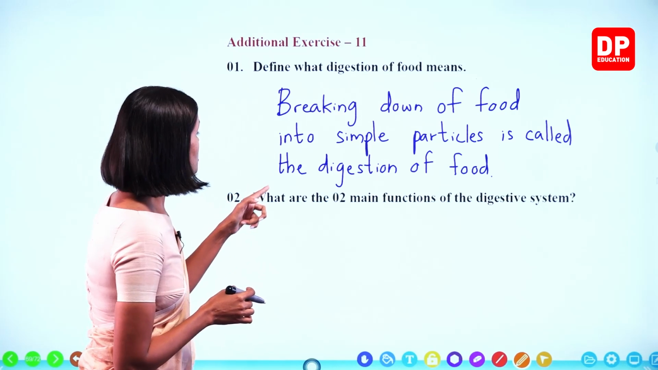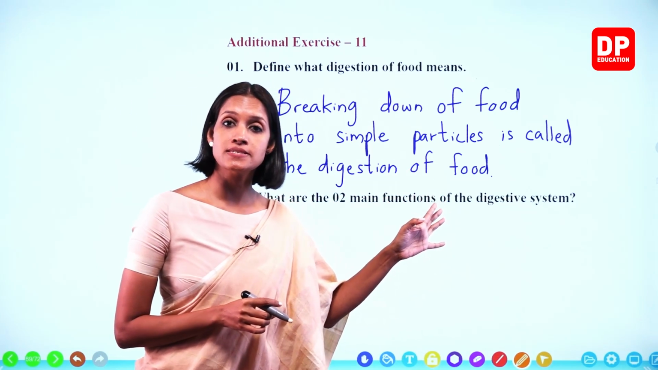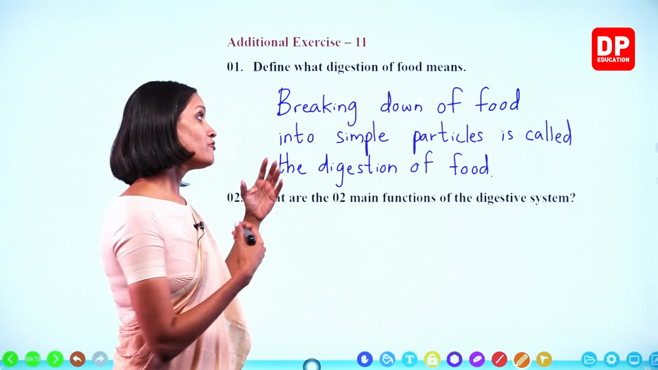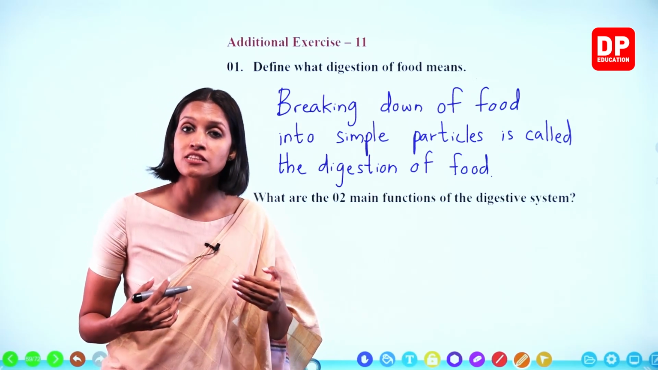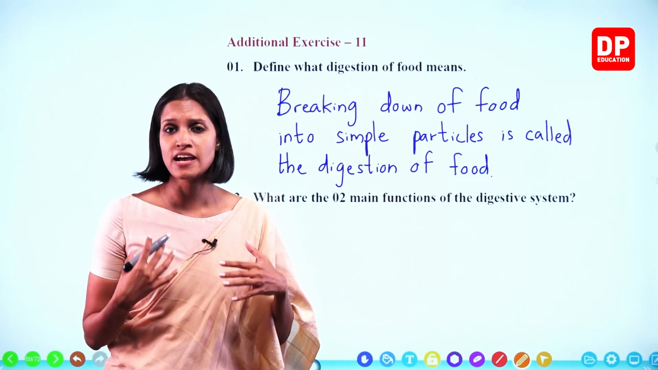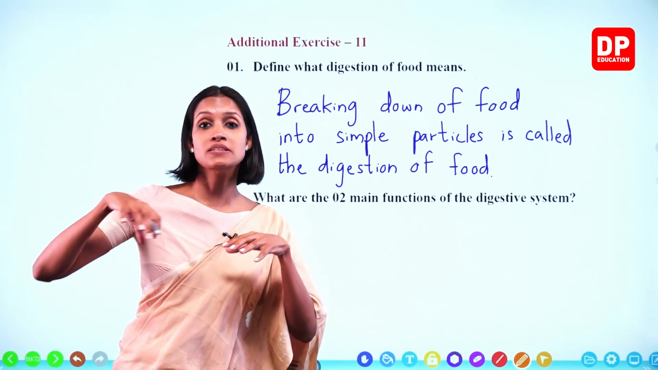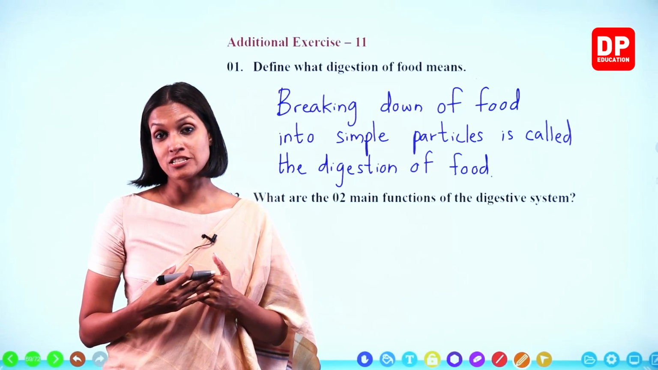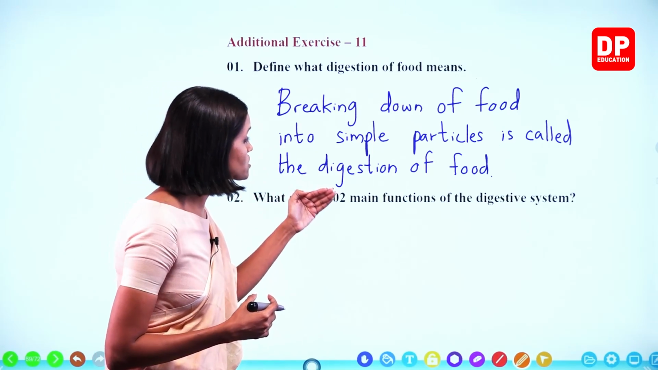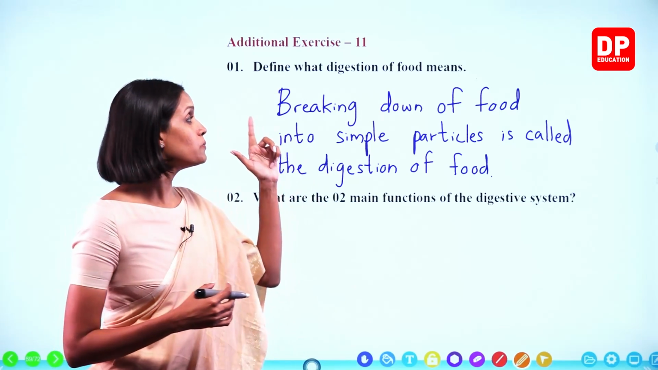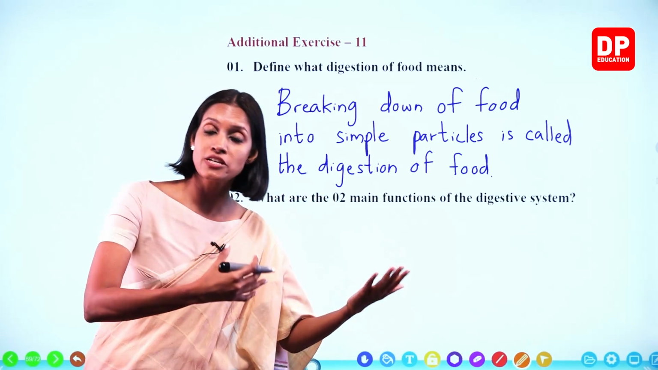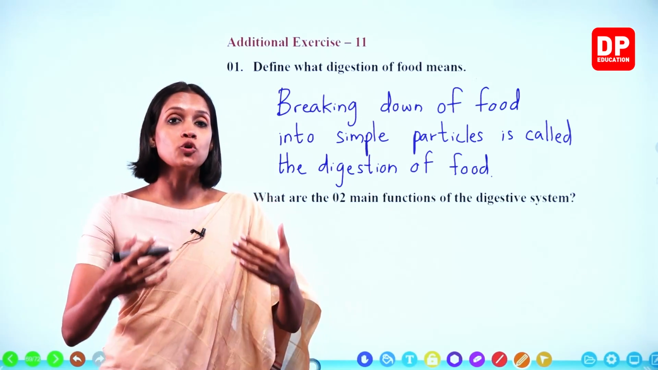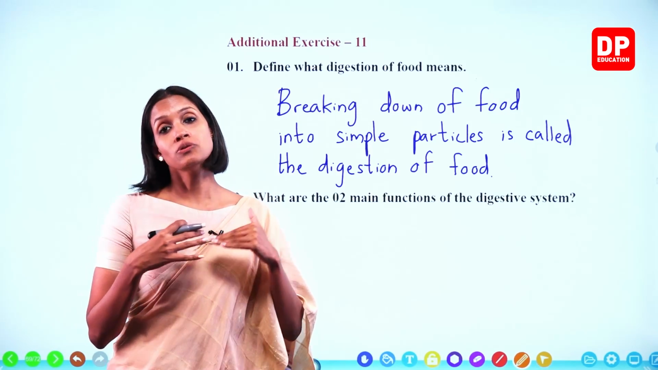Okay? What are the two main functions of the digestive system? I told you all, just breaking down of food is not enough. Why do we have to break down the food? Because the nutrients in the food cannot be absorbed by your body as it is. Therefore, our body has to make the food into simple structures. Then your body has to absorb these simple nutrients. What are the two main functions of the digestive system? Number one, it breaks down or converts complex food into simple structures. What is the second main function? Absorption of simple food into the body.